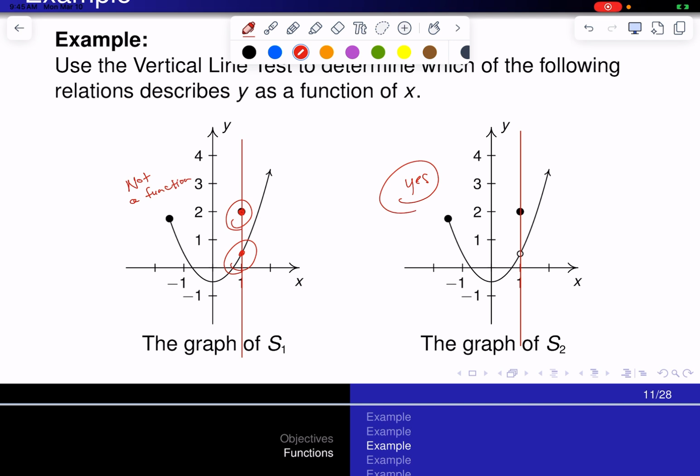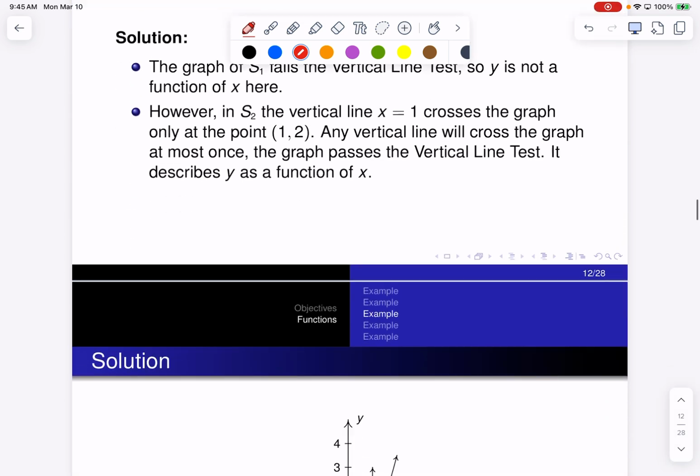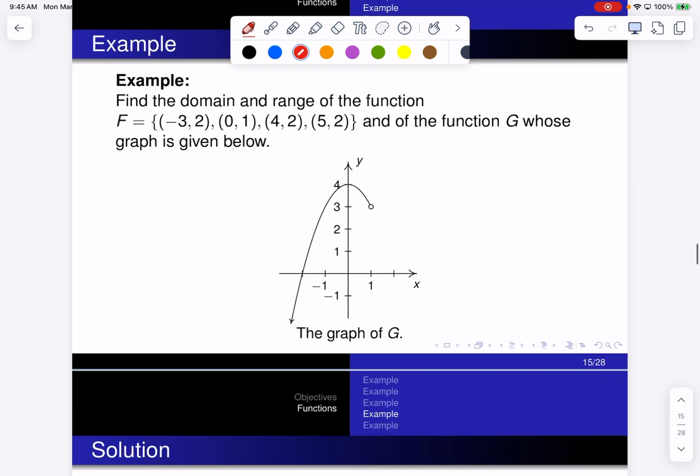The last one did not pass the vertical line test, and therefore, since it intersected the graph more than once, it was not a function. So S1 is not a function. S2 is.